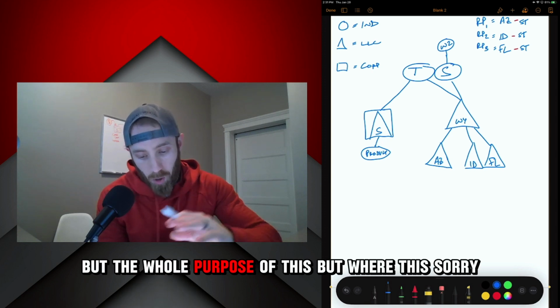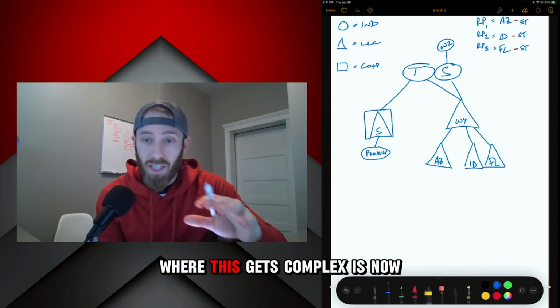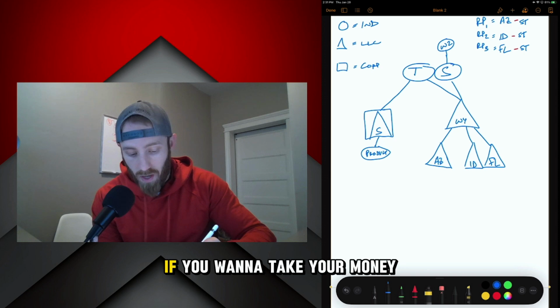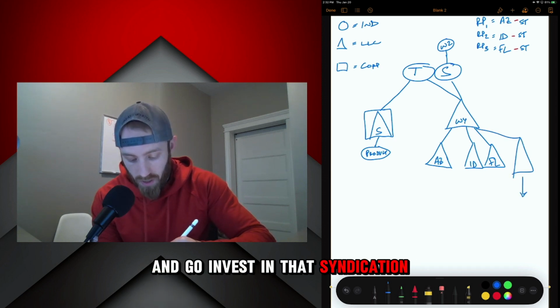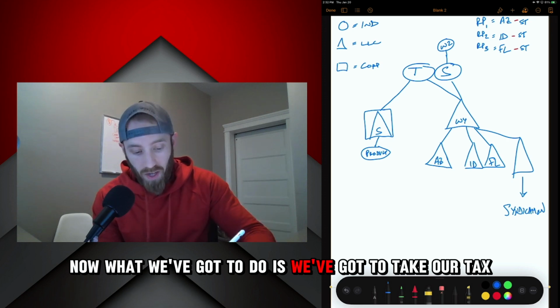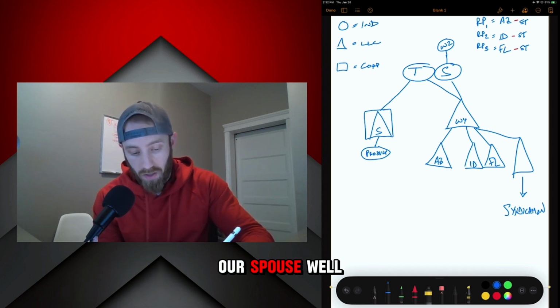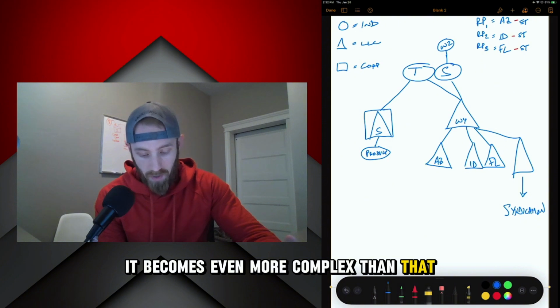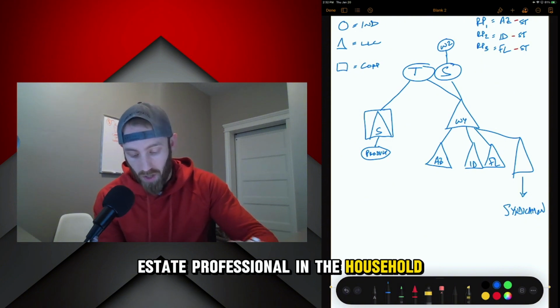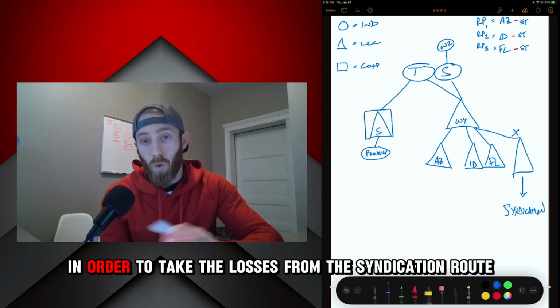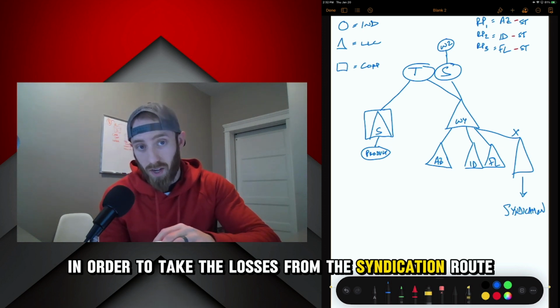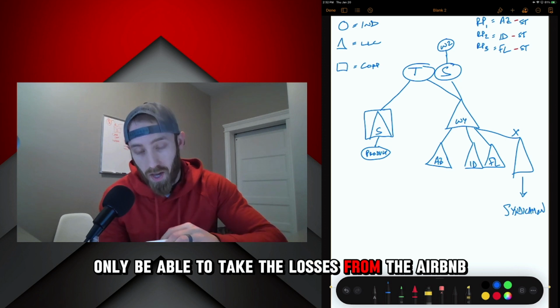But where this gets complex is if you want to take your money off of your Wyoming holding company and go invest into that syndication. Now we've got to take our spouse. Well, it becomes even more complex than that, because we don't have a real estate professional in the household. So we actually wouldn't be able to take the losses from the syndication route as well. We'd only be able to take the losses from the Airbnb properties.